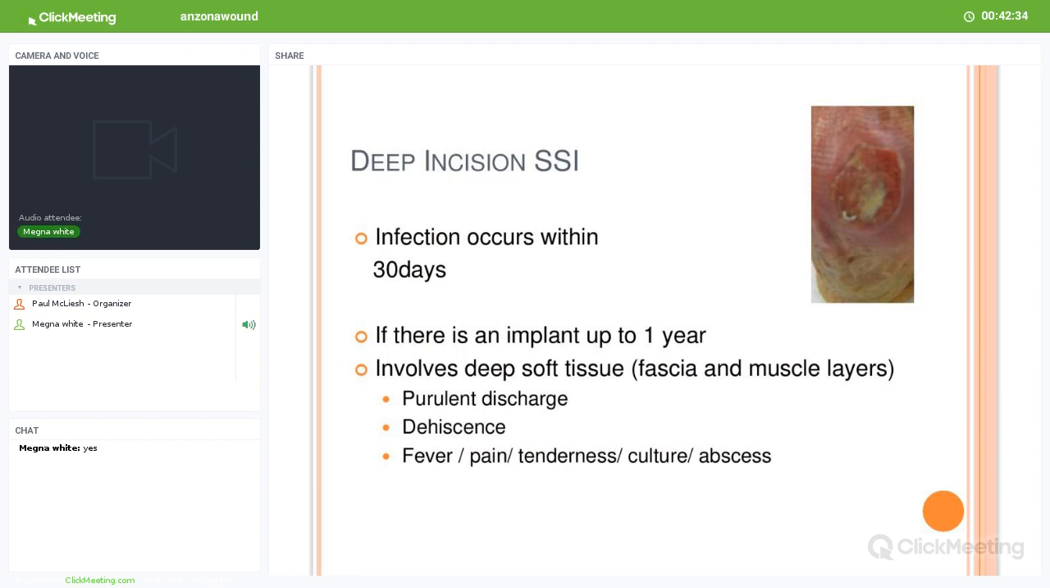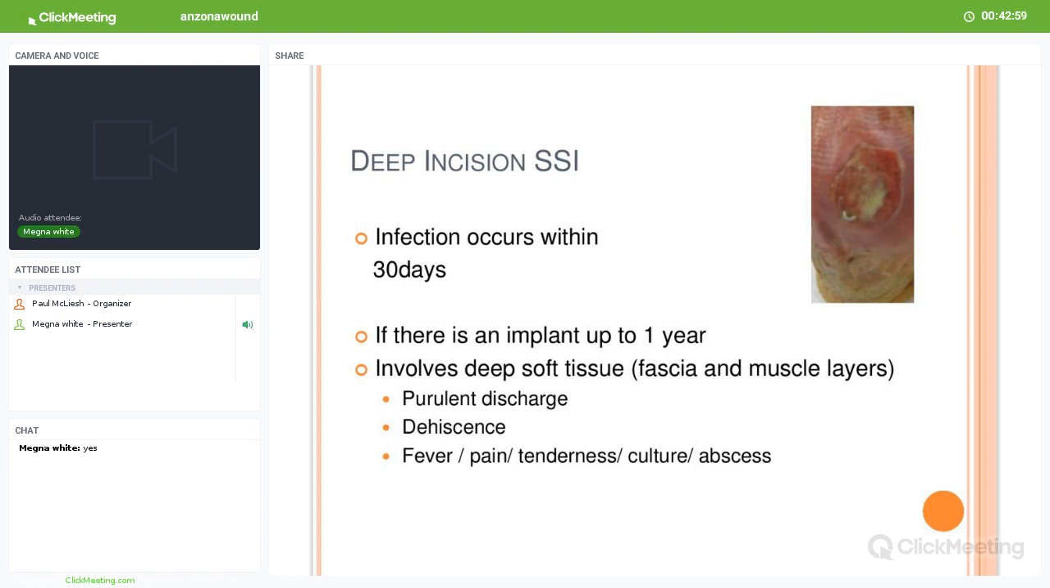Or you can have your deep incisional infections. These tend to occur within 30 days. If it's an implant, you can have up to 1 year. They tend to involve the deep soft tissue, the fascia and the muscle layers. You get purulent discharge. This is a dehiscence. This was an elbow. You can see the tension band wire coming through.